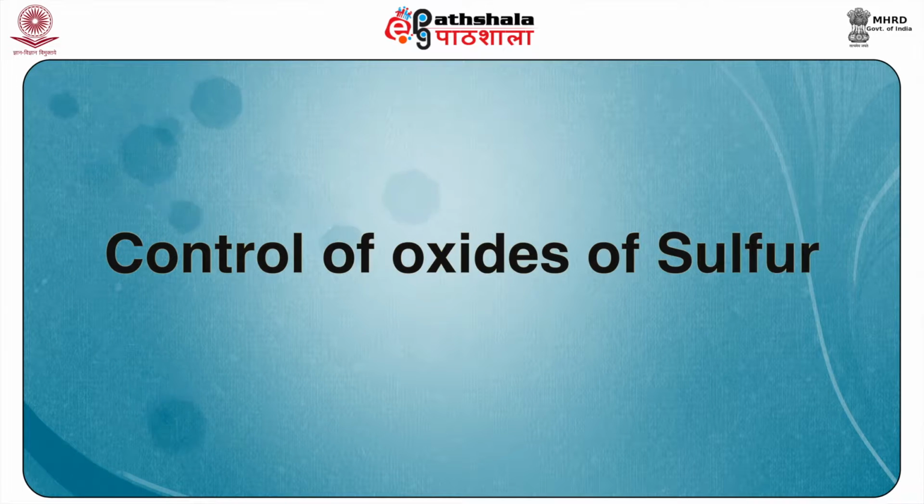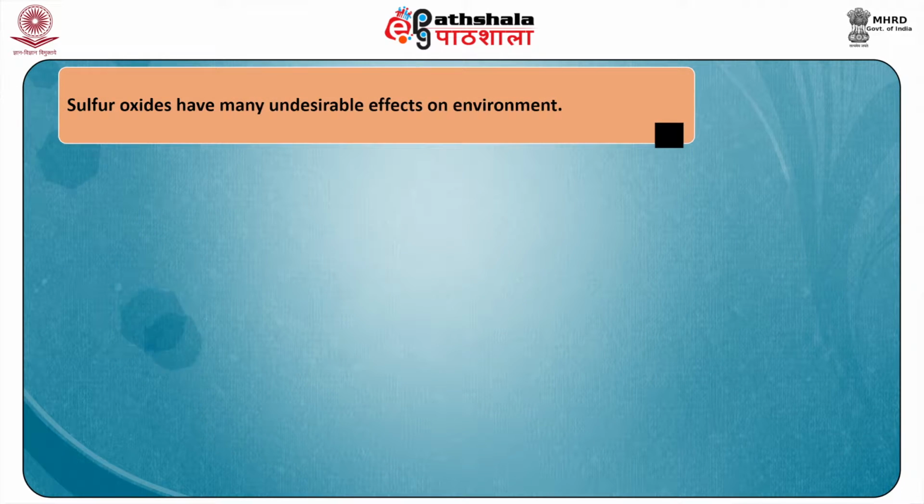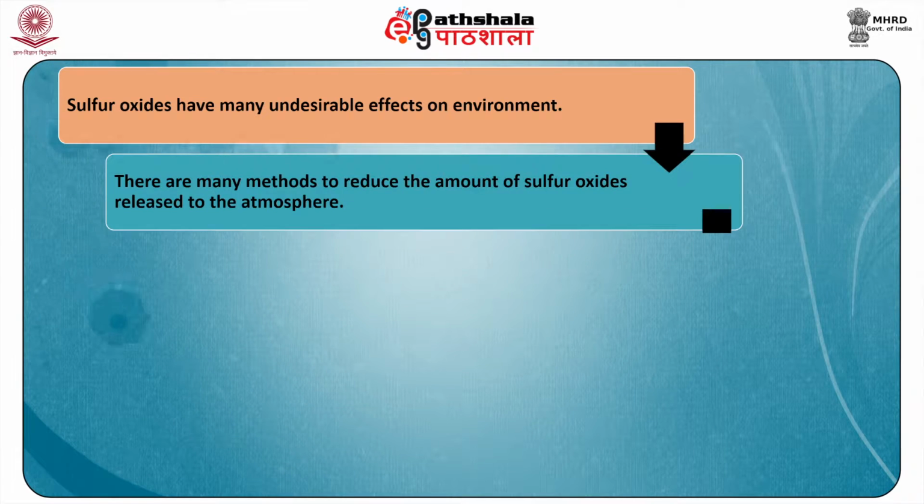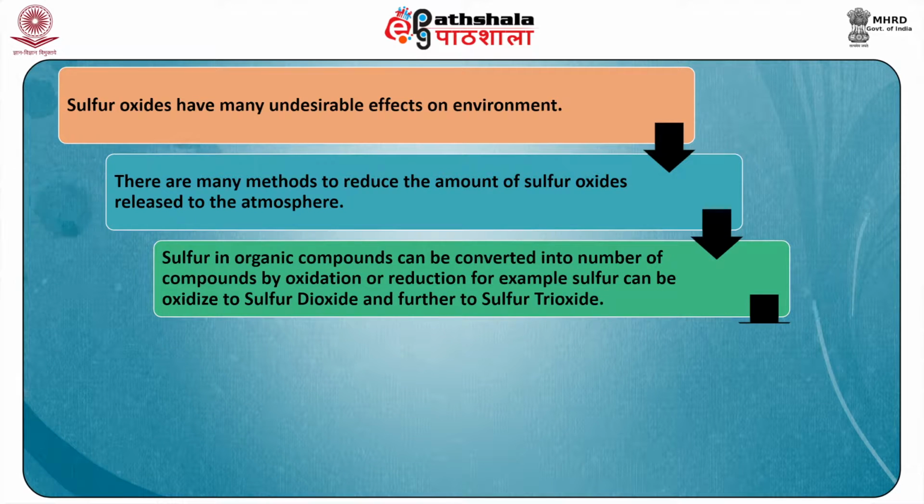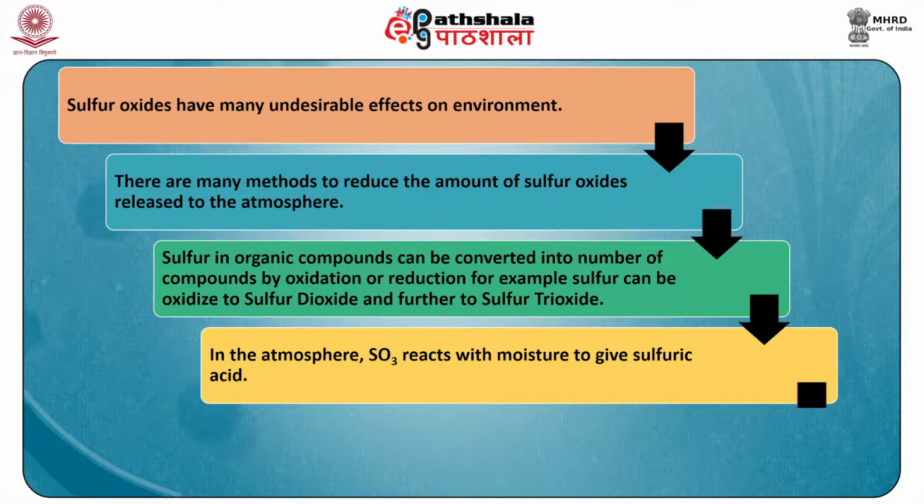Control of toxic gases. Control of oxides of sulfur. Sulfur oxides have many undesirable effects on environment. There are many methods to reduce the amount of sulfur oxides released to the atmosphere. Sulfur in organic compounds can be converted into a number of compounds by oxidation or reduction. For example, sulfur can be oxidized to sulfur dioxide and further to sulfur trioxide. In the atmosphere, sulfur trioxide reacts with moisture to give sulfuric acid.